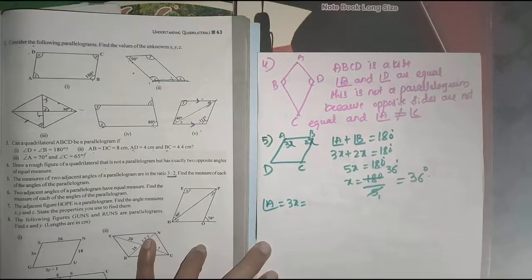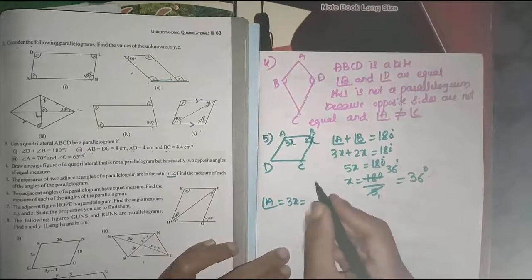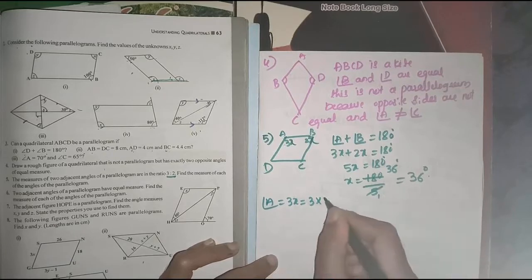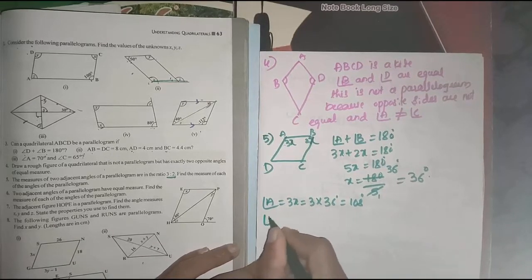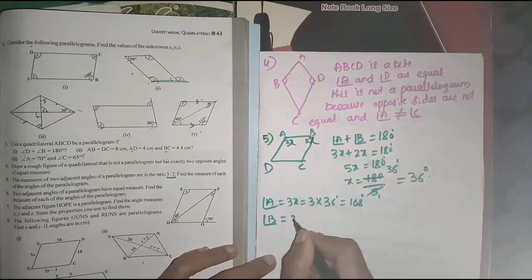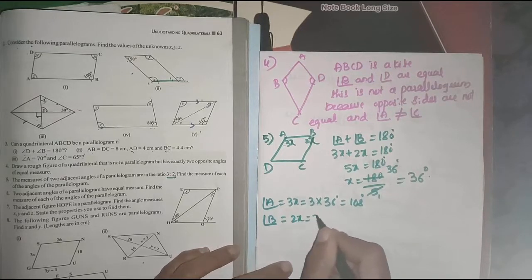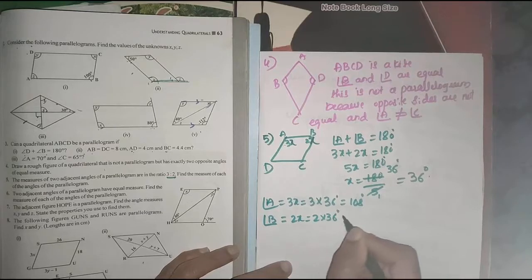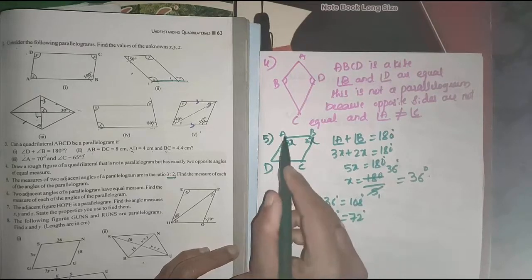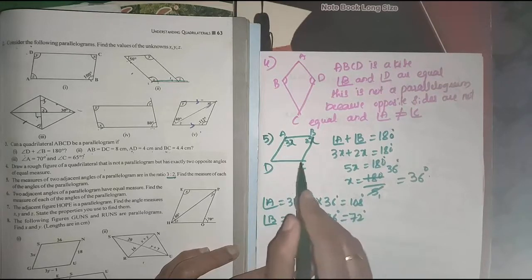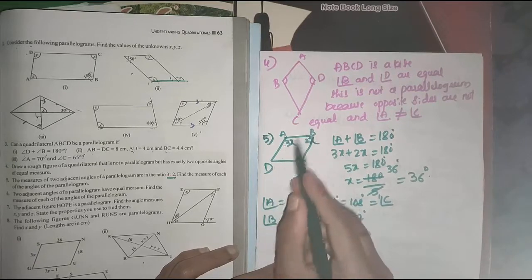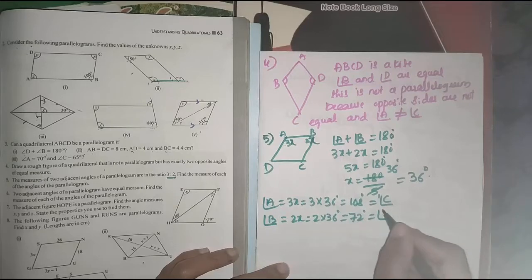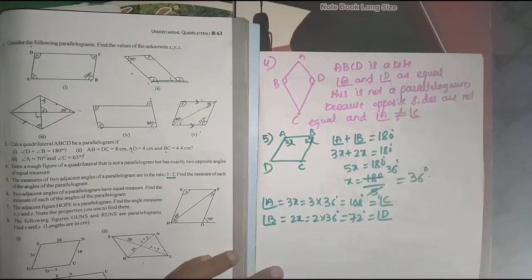Then A is 3x. We can easily calculate: 3 into 36 equals 108. And angle B is 2x, 2 into 36 equals 72 degrees. If A is 108, then C is also 108. Then angle B is equal to angle D, which is also 72 degrees.